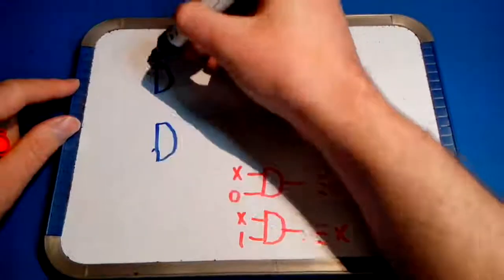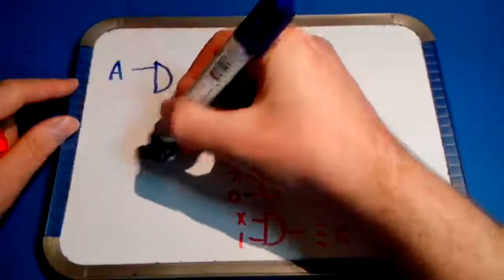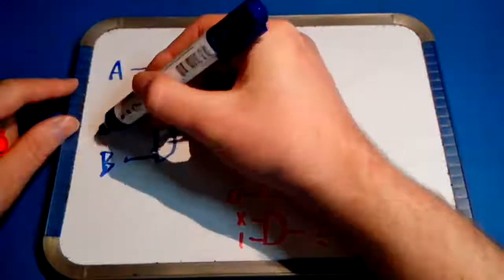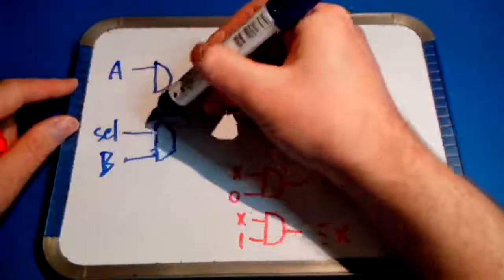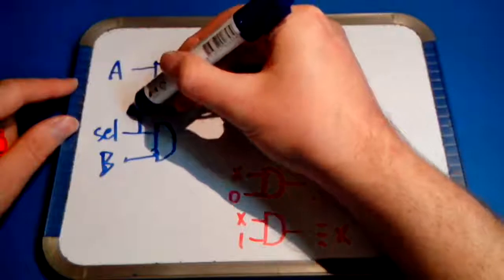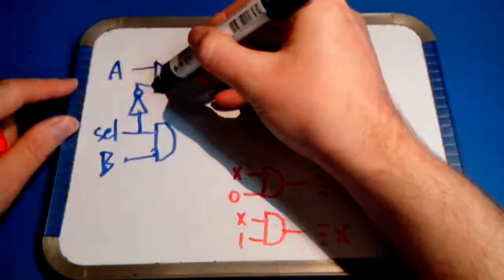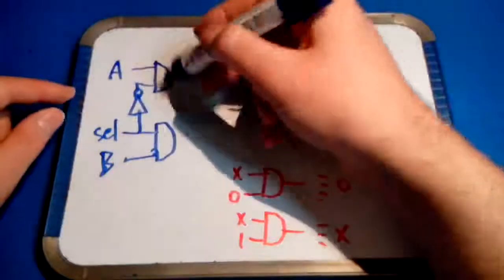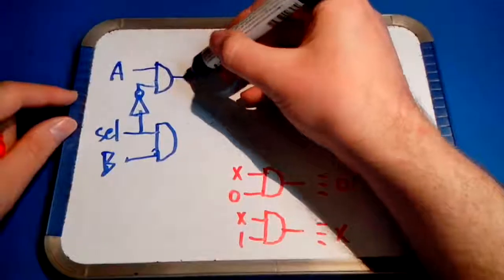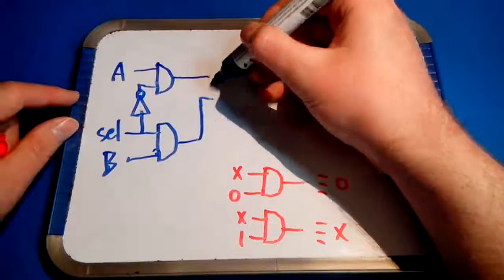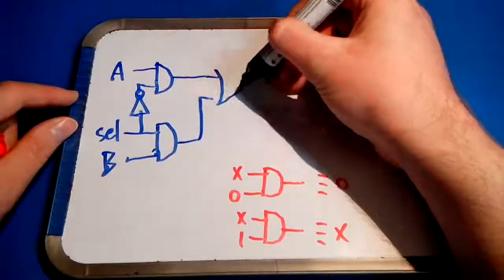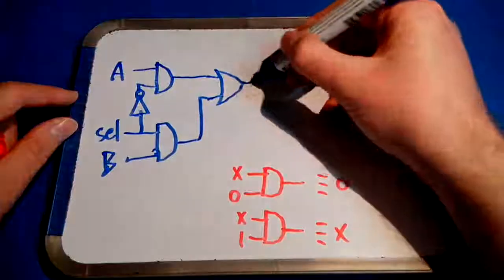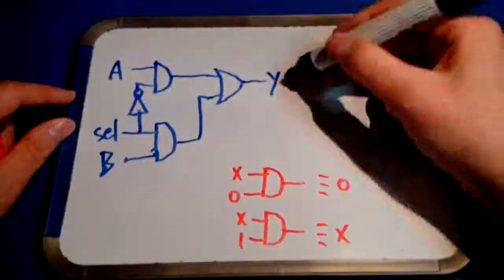2 AND gates, one connected to input A, another connected to input B. You have a select input, which is connected to the other inputs of the AND gates in this way, with an inverter between the 2 inputs. The outputs of the AND gates go into an OR gate, which forms the output Y.